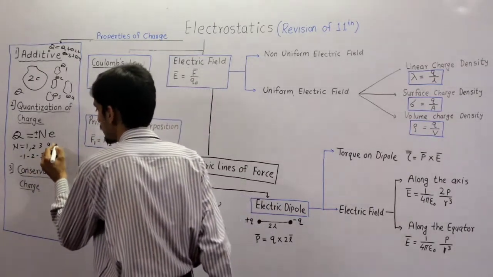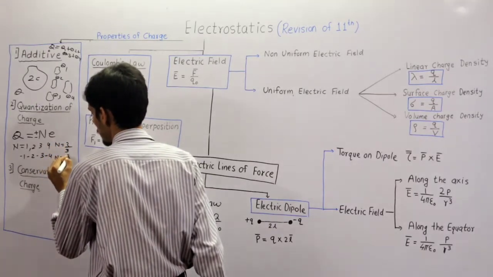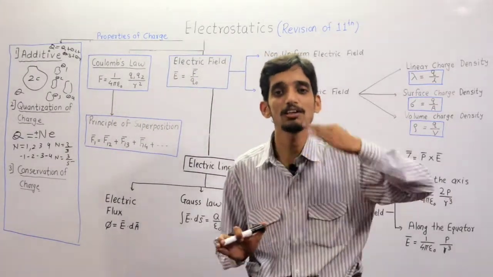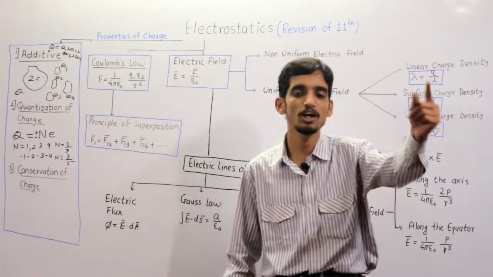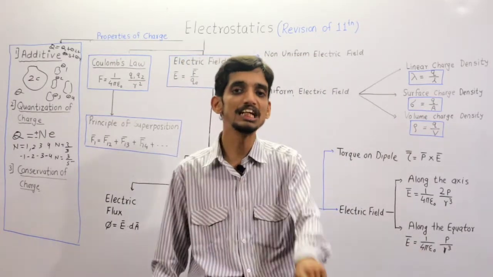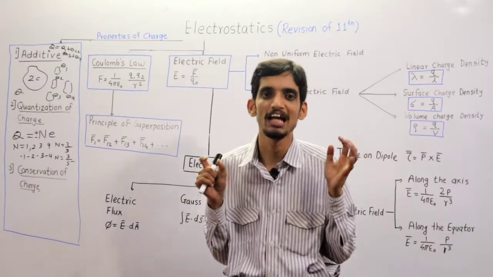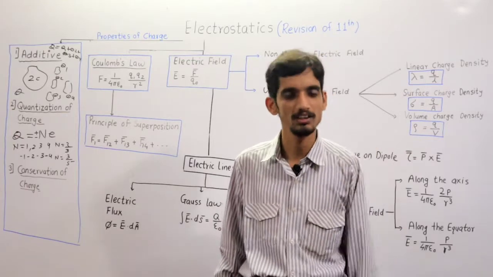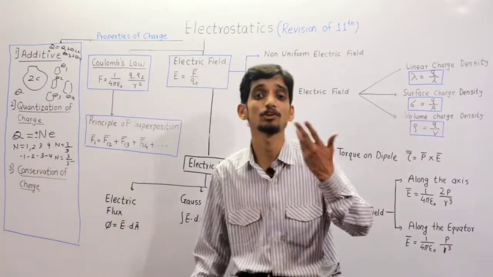But n cannot be like 2 by 3, or n cannot be 3 by 5. No, such values are not permitted. Clear? So the charge on a particular body can be 2e, 3e, 4e, minus 2e, minus 3e, but it cannot be plus 2 by 3 e or 3 by 5 e. It means it is an integer multiple of the electronic charge. Clear? So this is called quantization. Anything that is available in fixed amounts, in steps, is called quantized. Clear? Okay.